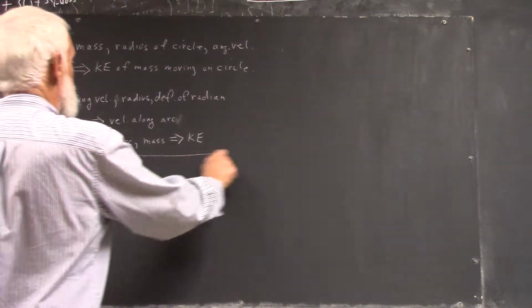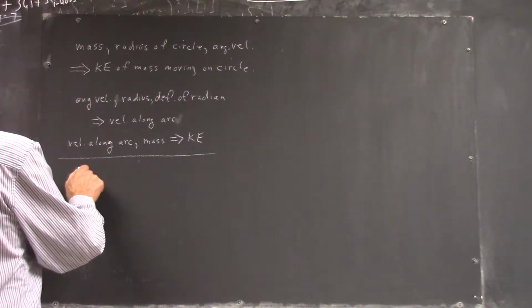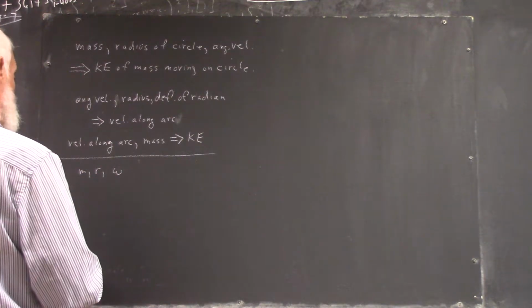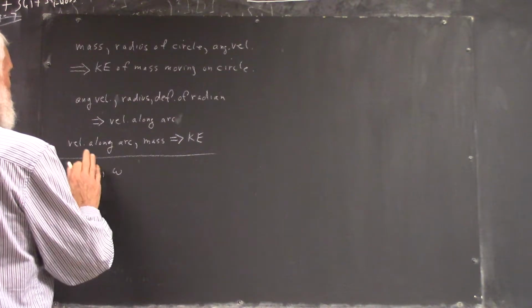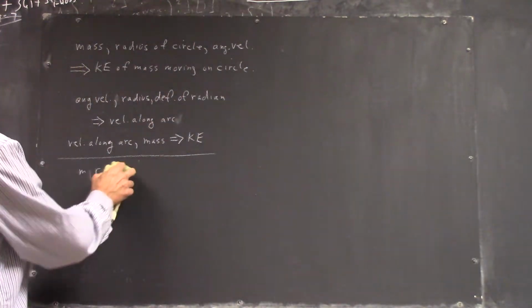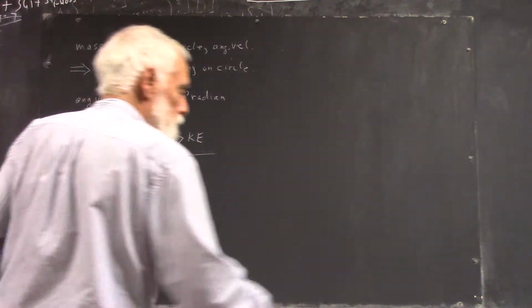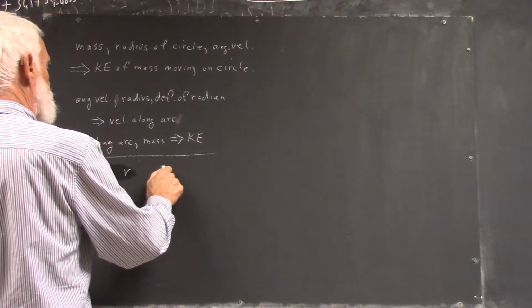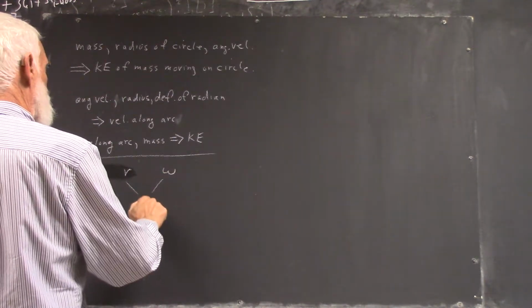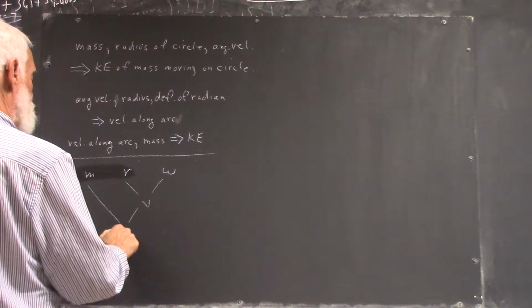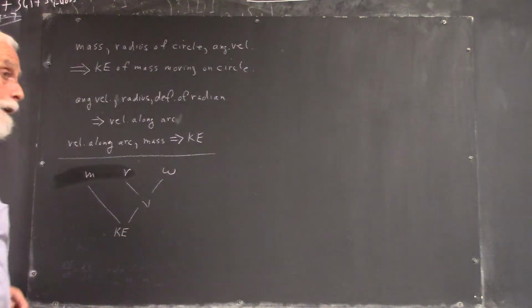Now we could put this into symbols. So M, R, and omega. I'll just give this kind of a flow diagram, an arrow diagram, or relationship diagram. You've got M, R, and omega. R and omega give you V. M and V give you kinetic energy. There you have it.